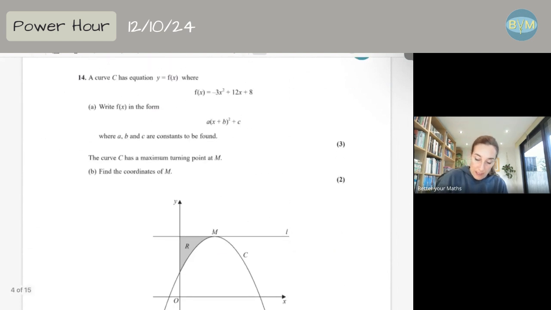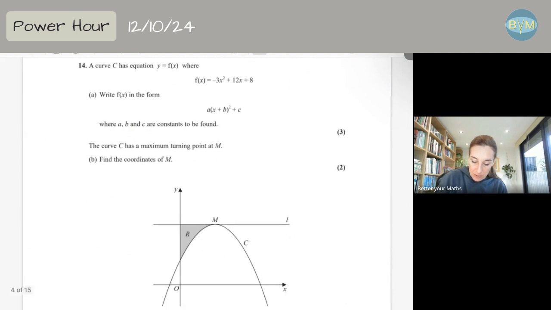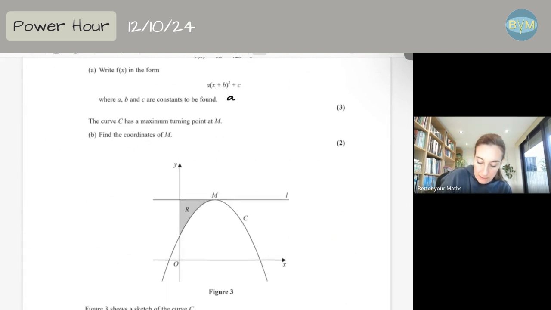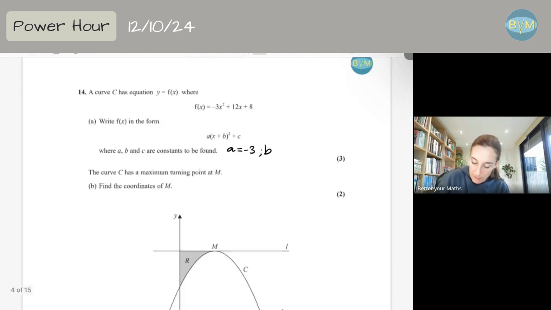They're asking me to write f(x) in this form where a, b, and c are constants to be found. Whenever they ask you to find the constants, it's worth writing the constants, not just the expression. So a is the coefficient at the front that was -3. B was -2. And C was 20. Just in case.